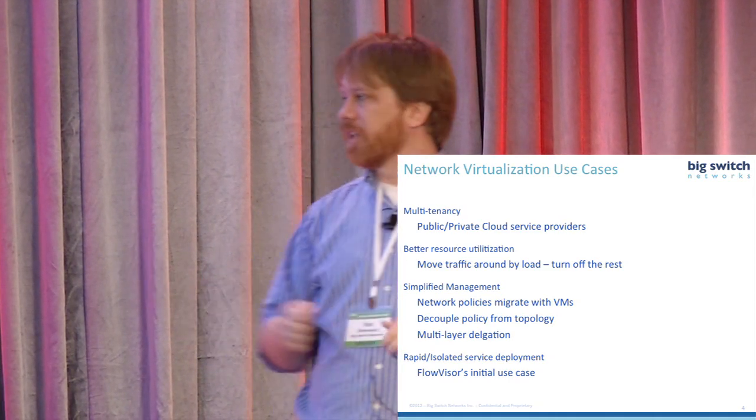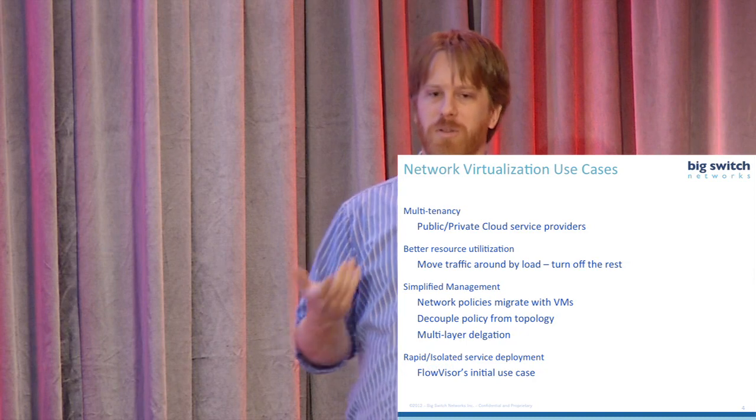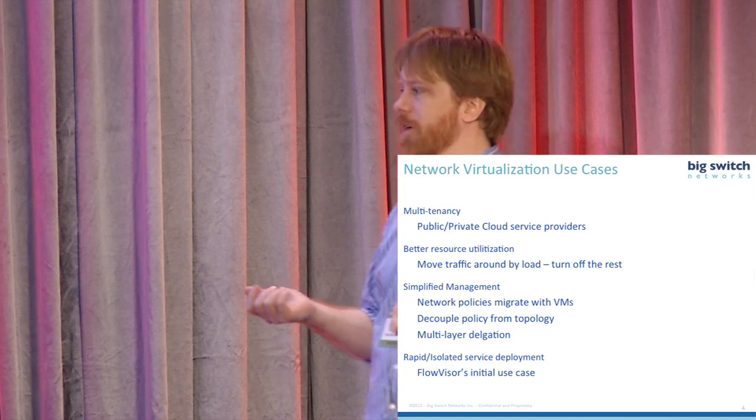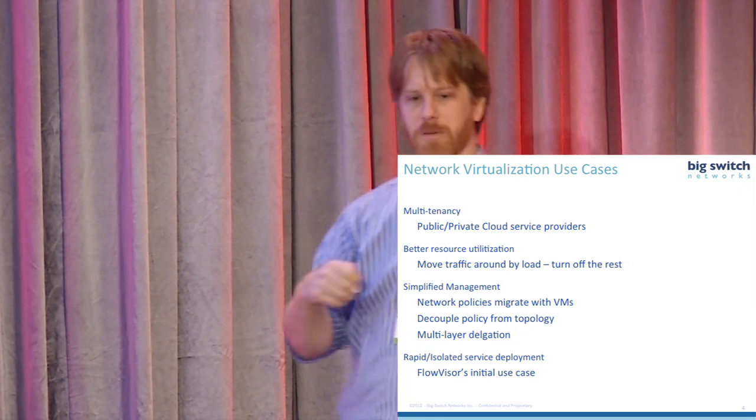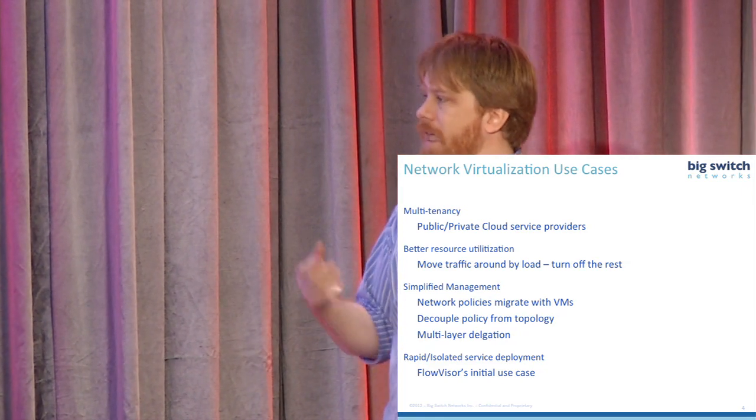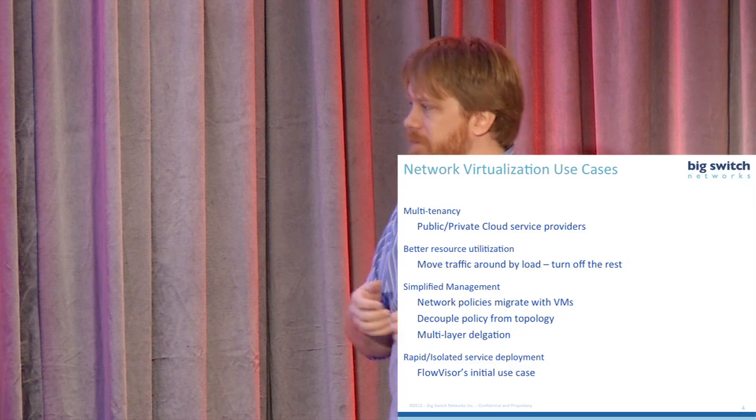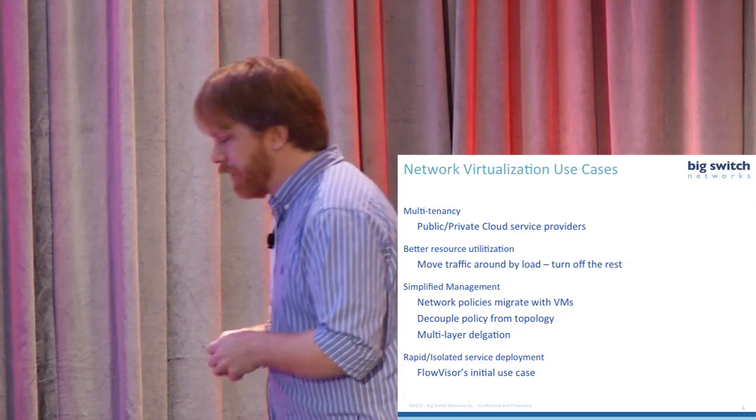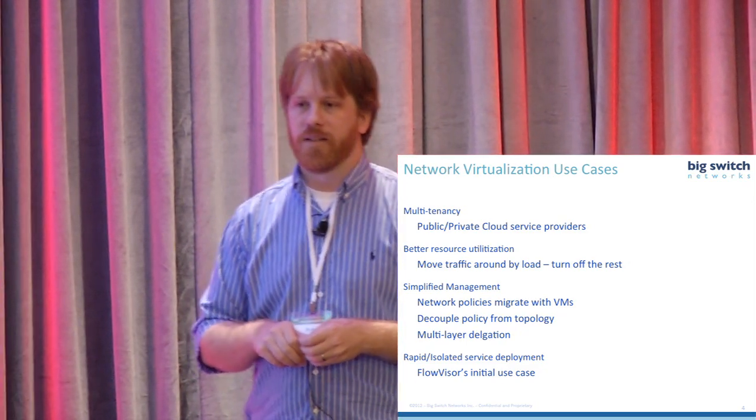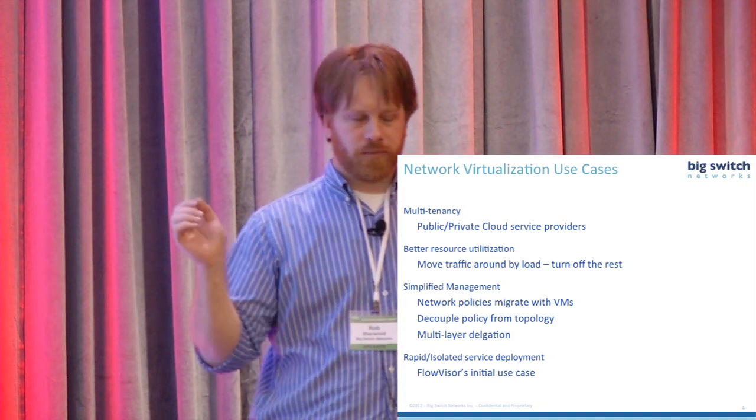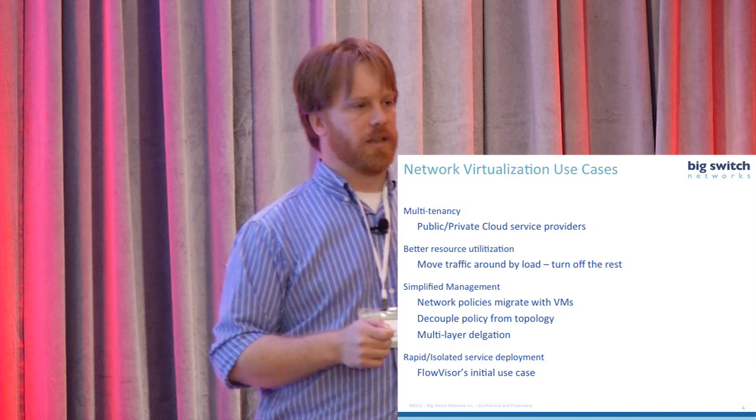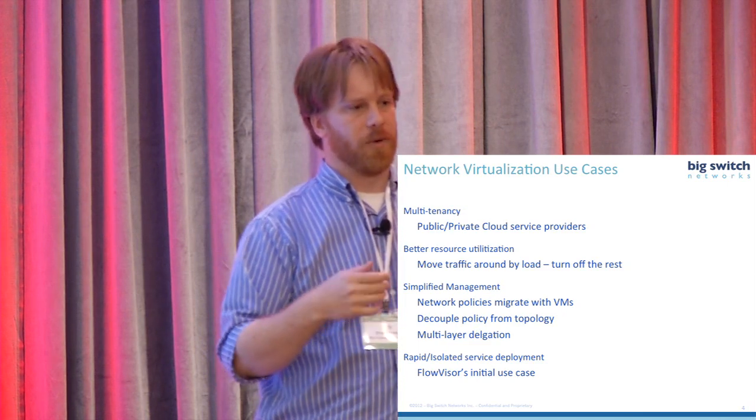And so it gets to the third point, which is that people actually use network virtualization just for simplified network management. You can have network policies that kind of migrate around with VMs. You don't have to necessarily pre-provision these things. And this is, in my mind, one of the most critical but subtle points: that you can decouple policy from topology.